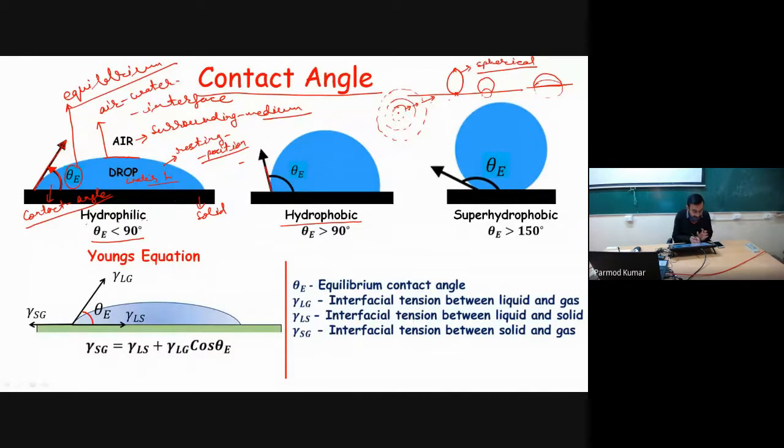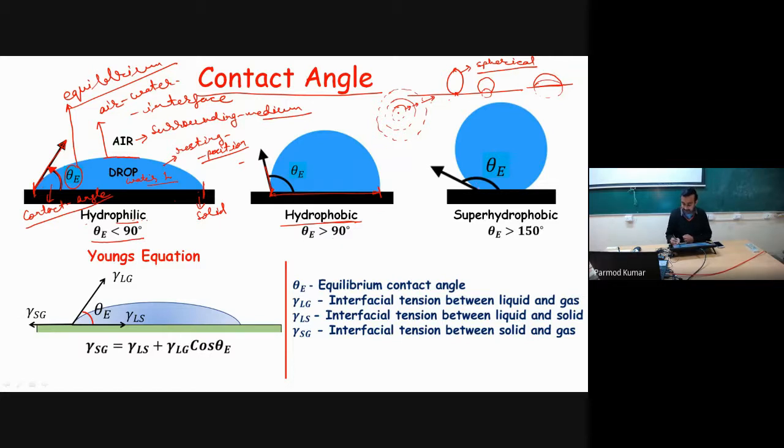You can see the terms philic and phobic. Philic means it wants to attract the liquid. As it wants to attract the liquid, we will have more contact area between the solid and the liquid. Whenever it is phobic, for the same amount of volume, you can see in all these three different situations we have the same volume, but the contact area between the solid and liquid is actually less over here for theta E greater than 90 degrees.